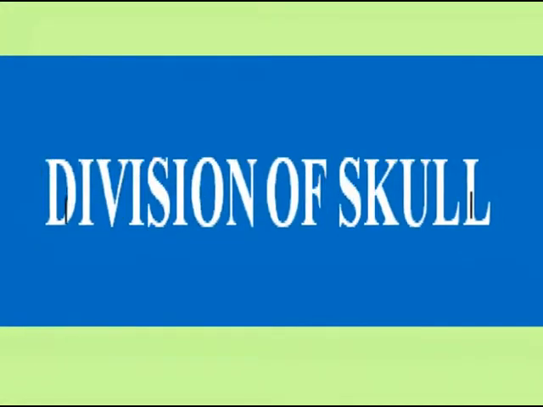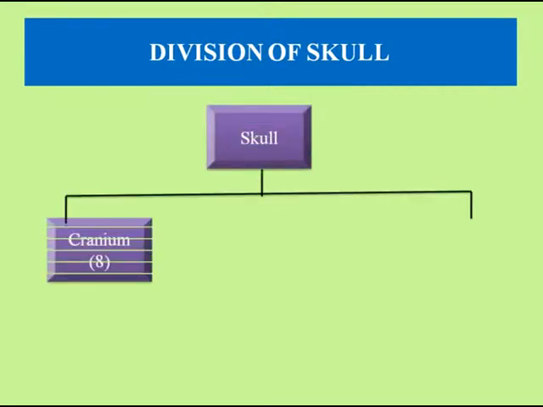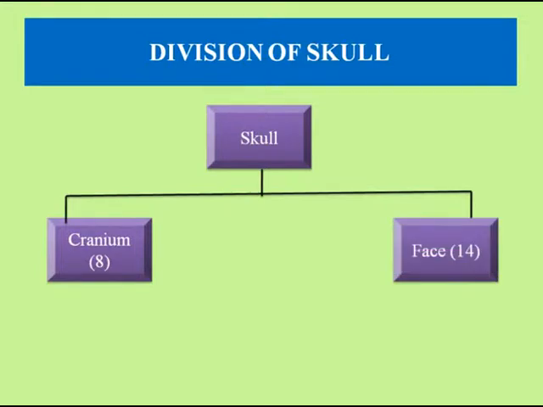Next comes division of the skull. What is the skull? The skull is the bony structure of the head. Now the division of the skull. It consists of 8 cranium bones and 14 face bones.